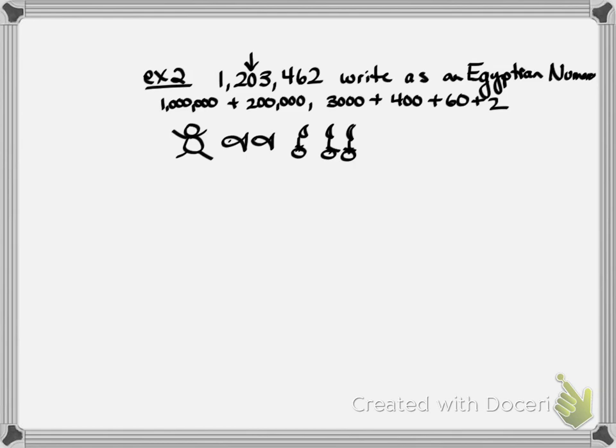And then we need the symbol for 100. We need 4 of those, which is the scroll. 1, 2, 3, 4 hundreds. 60 is six 10 symbols, so we need the heel bones. Need 6 of them. 1, 2, 3, 4, 5, 6 heel bones, and then 2 staffs. So that's the Egyptian numeral that stands for this Hindu Arabic numeral.